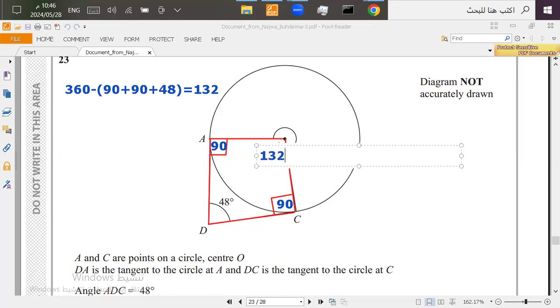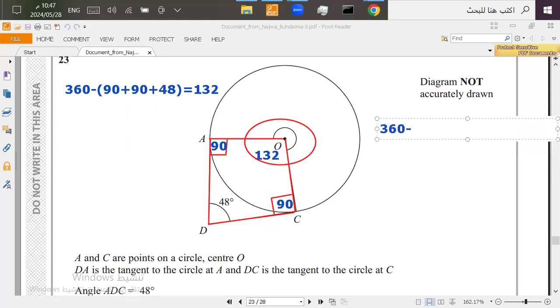This is the angle here, side. Now, you need to find the reflex angle, which is on the other side. So the reflex AOC is what? It's a whole circle with 132. So this one is 132, and this angle, they make a whole circle. It means when you add them together, they're going to be 360. So I'm going to subtract it from 360. 360 minus 132, and I will get the answer.